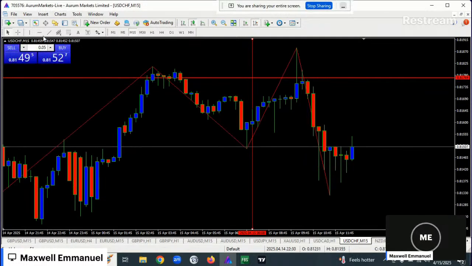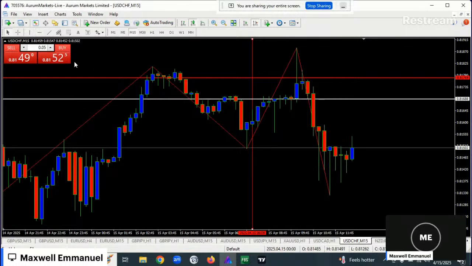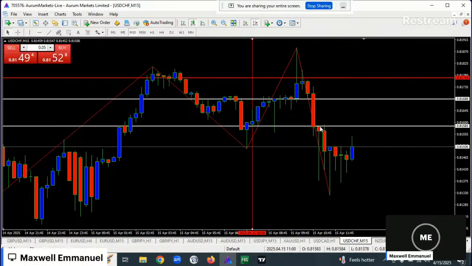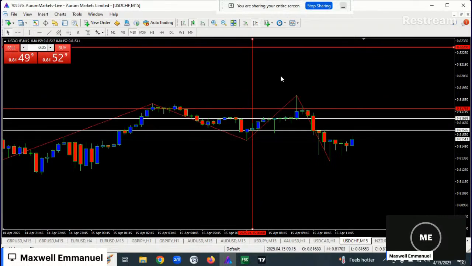Okay, so we have a fair value gap here. So you could also wait for price to come fill this fair value gap. You could look for sells from this zone. If this fails, then you look for sells above this level. After liquidity gets cleared, then you look for sells.